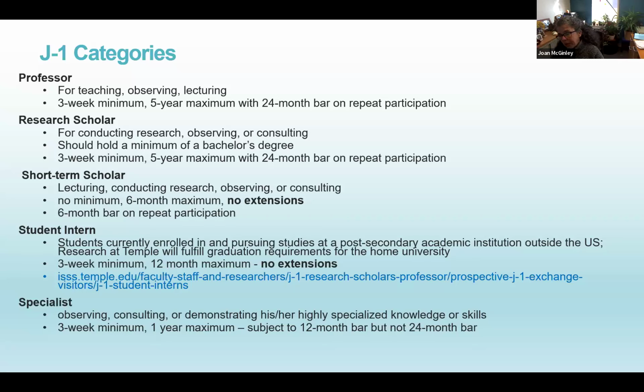There is what's called a 1-year bar and a 24-month bar on repeat participation. So if someone is here for more than 6 months of a 5-year program and they leave for whatever personal reason, they're not permitted to come back to the US in J status for 24 months. If they're here in J status for over 6 months but less than a year, they can't come back for 12 months.